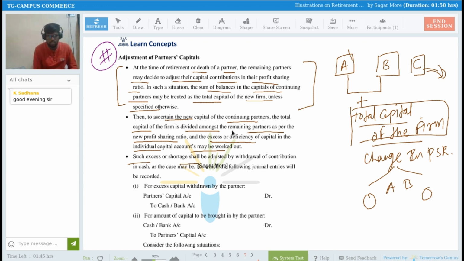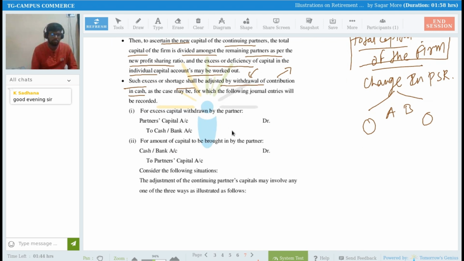Such an excess or a shortage shall be adjusted by withdrawal or contribution in cash, as the case may be. If excess is there, you can withdraw. Either partner can withdraw if he has contributed more, and if there is a shortage, you have to contribute into the firm, right?